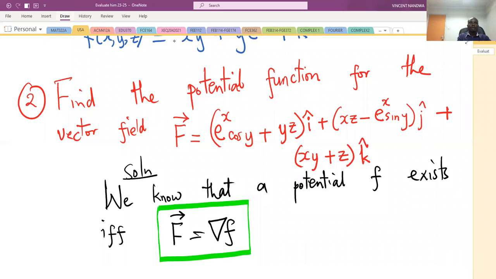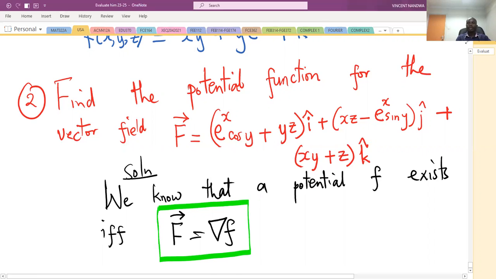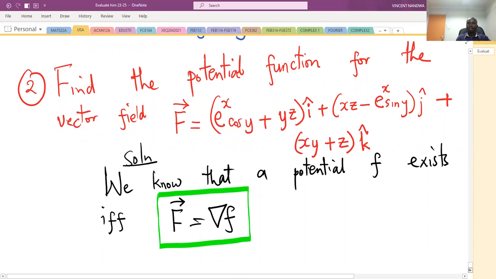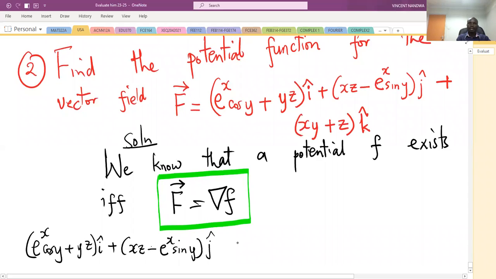So what we do now, we write our vector field, then we equate it to the gradient of this potential function. So we'll have e raised power x cos of y plus yz i plus xz minus e raised power x sine of y j plus xy plus z k.